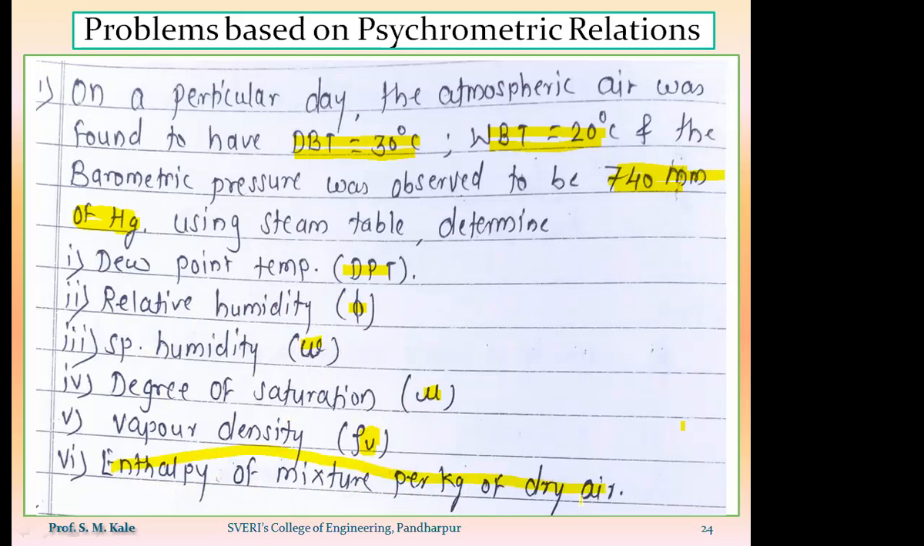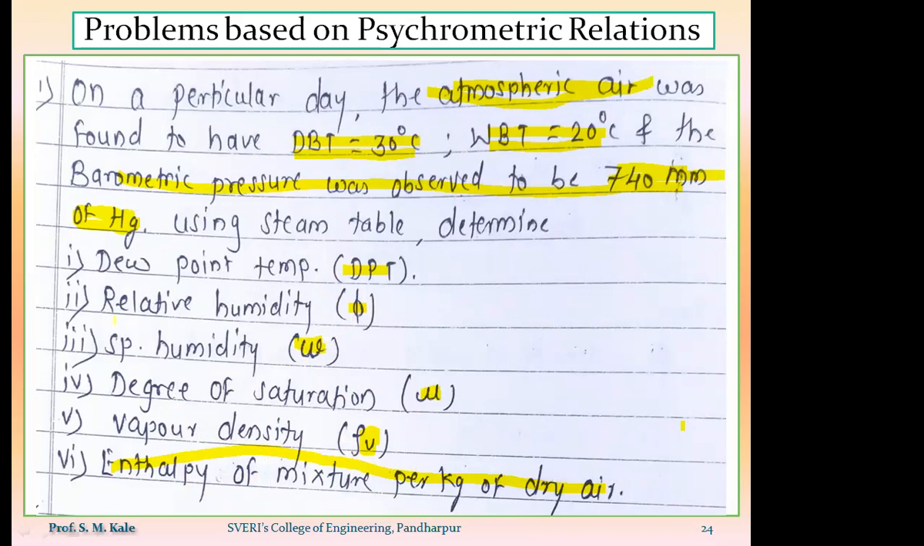So here, if you read this problem carefully, you will come to know that they have mentioned only 2 properties related to the atmospheric air. Related to the atmospheric air, we know only dry bulb temperature and wet bulb temperature, and also the barometric pressure of that atmospheric air. Depending upon these given quantities, I have to find out the dew point temperature of that air, the relative humidity, the specific humidity, then the degree of saturation, then the vapor density, and the enthalpy of mixture per kg of the dry air.